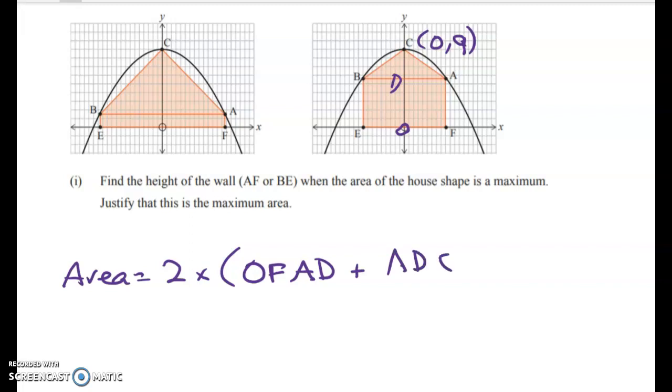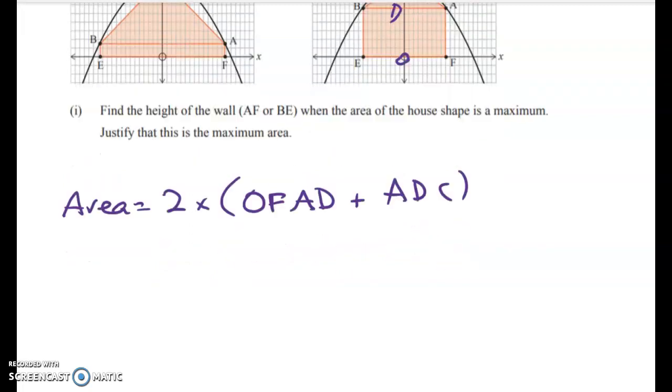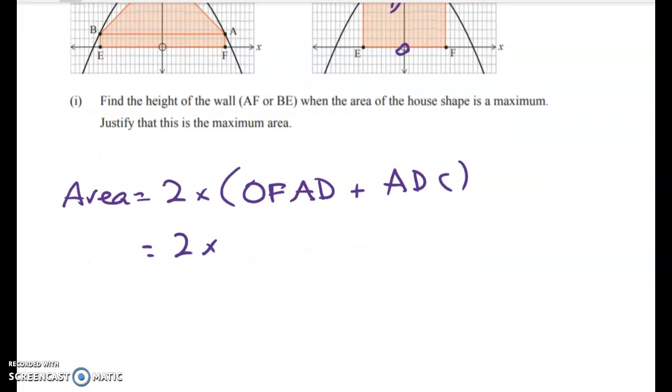Now, you don't have to write it like that. You could have written something like this, especially because you're in a hurry. So 2 times the rectangle plus the triangle would have worked too.